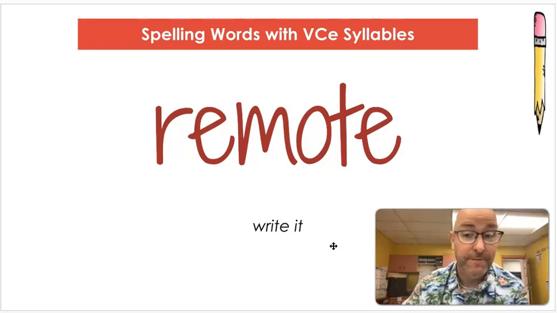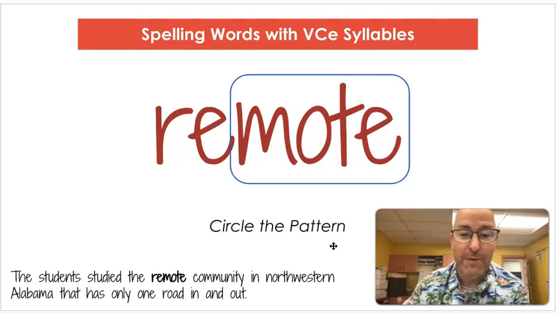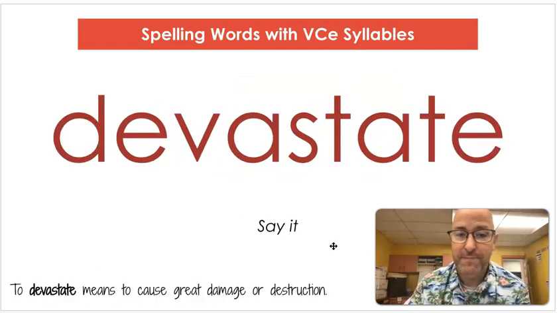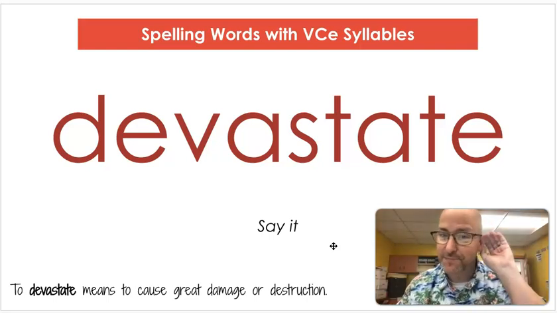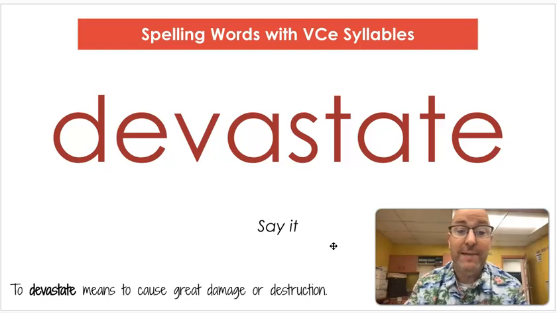R-E-M-O-T-E. Do you see the pattern? M-O-T-E, that's correct. The students studied the remote community in northwestern Alabama that has only one road in and out. The next word is devastate. Say devastate. To devastate means to cause great damage or destruction.